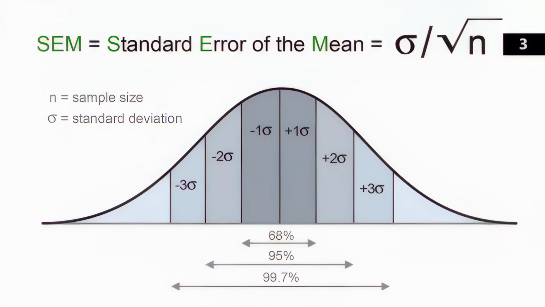So how do we calculate SEM? SEM is equal to the standard deviation divided by the square root of the sample size of the study. You need that to answer question 6.